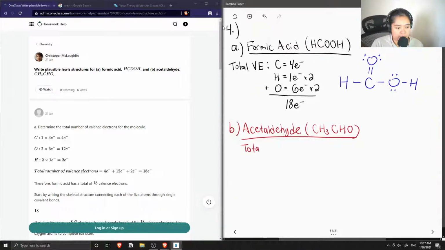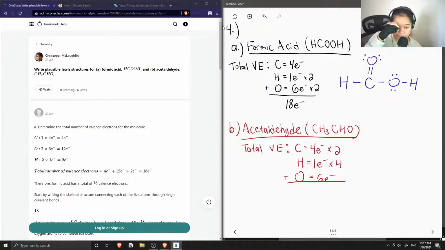Okay, so let's also start off by finding its total number of valence electrons. Carbon is 4, and we have 2 carbon atoms this time, so we multiply that by 2. Hydrogen is 1, multiply that by 4, and oxygen's is 6. If we add all these electrons up, we also get 18 valence electrons.